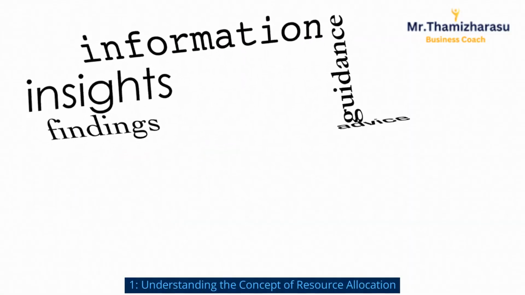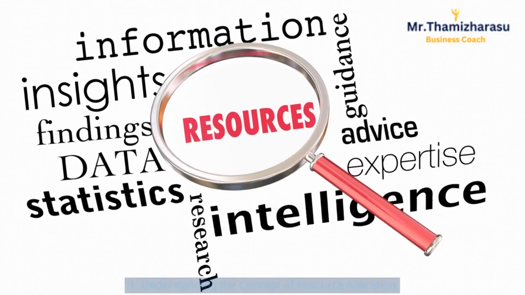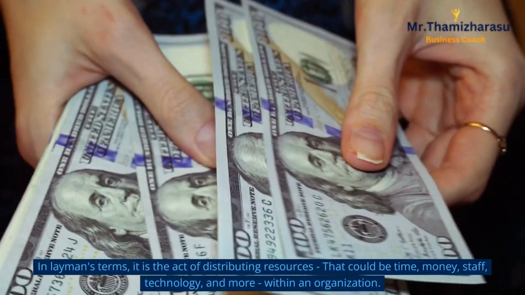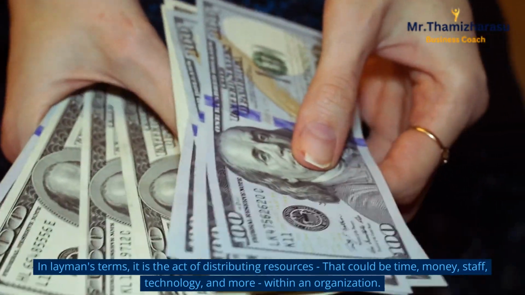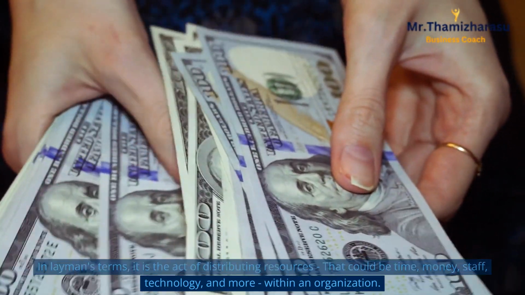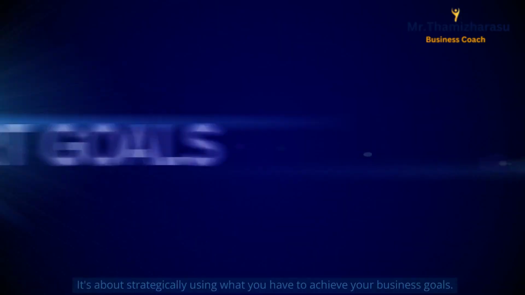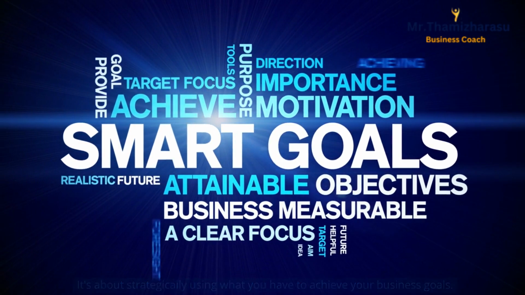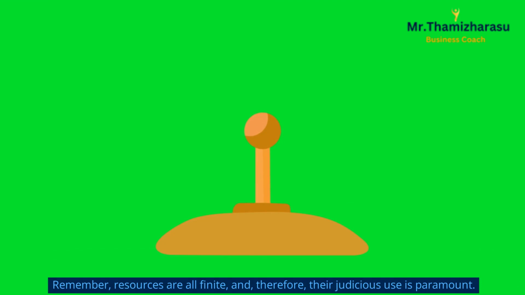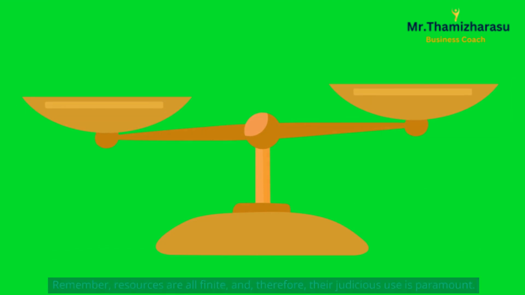1. Understanding the concept of resource allocation. In layman's terms, it is the act of distributing resources that could be time, money, staff, technology, and more within an organization. It's about strategically using what you have to achieve your business goals. Remember, resources are all finite, and, therefore, their judicious use is paramount.